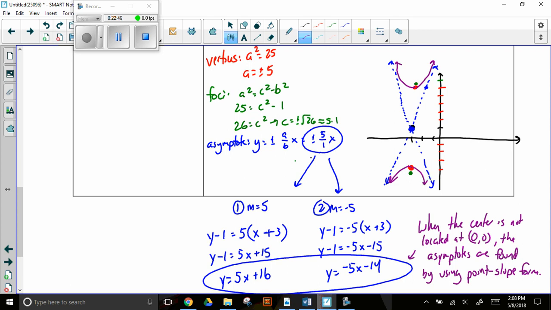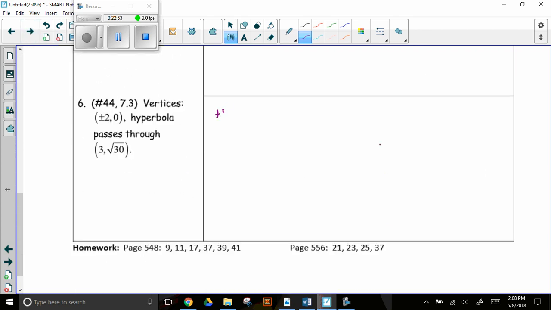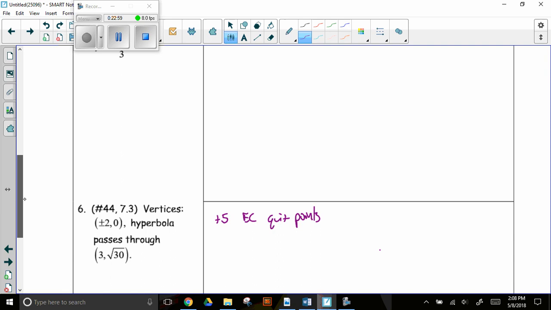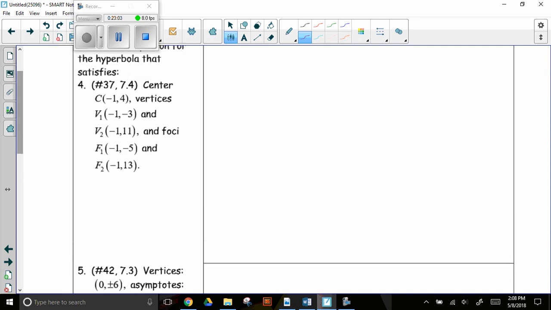Okay, so moving on to the last couple, and just so we can get this out of the way, I'm going to say that this is plus 5 extra credit quiz points, if you want to do this one on your own and check it with me. But we're going to go through 4 and 5 together. And just like yesterday, my suggestion is always usually pretty much the same, and that is, it's a lot of information initially, so graph it. So we're going to put this all together.